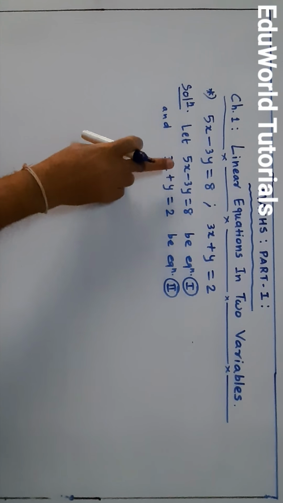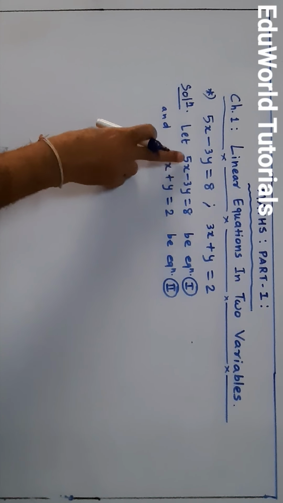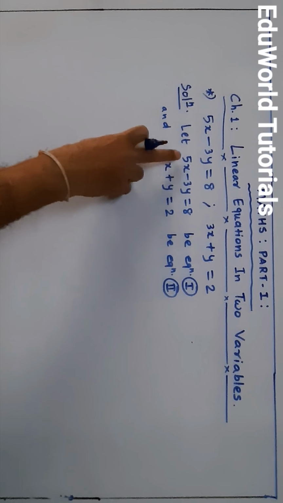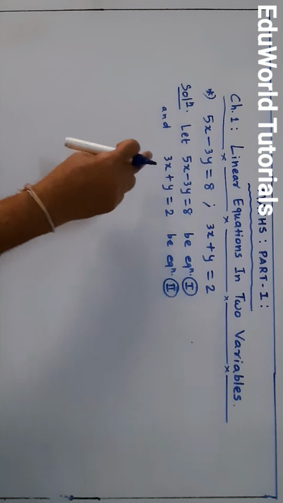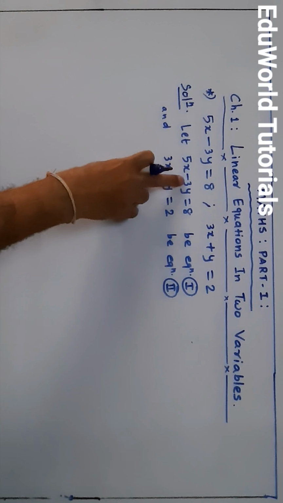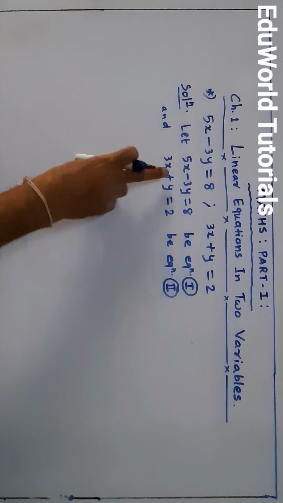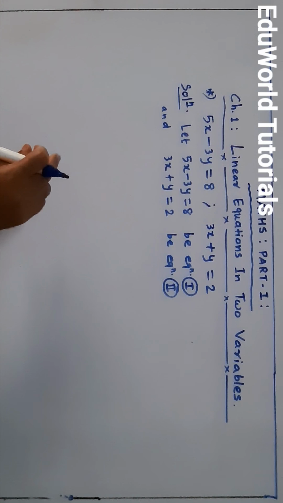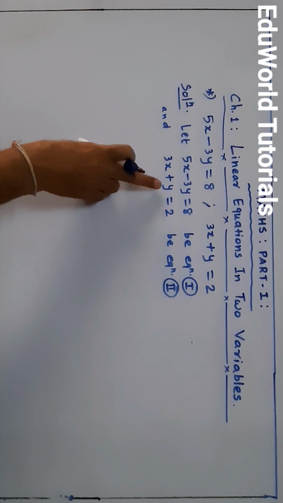So for elimination of either x or y, what do you need? We need to have the coefficients of the variable the same in magnitude. Here the coefficient of x is 5, the coefficient of x is 3, but on adding or subtracting, they do not get cancelled. Here the coefficient of y is minus 3 and the coefficient of y is plus 1. 1 is not written, but it is 1. Now if this becomes plus 3, then on adding minus 3y and plus 3y, the y variable will get eliminated.